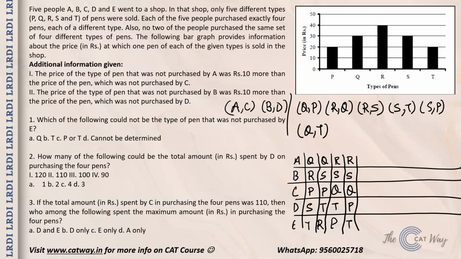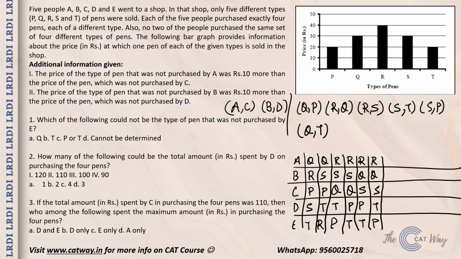Now you move to the third case, that is R and S. So now A and C do not buy R and S. If A and C do not buy R and S, B and D have the possibility of not buying Q and P, and E will be buying T. Similarly, when you have R and S, you have one more possibility: B and D not buying Q and T, and in that case, E will be buying P.